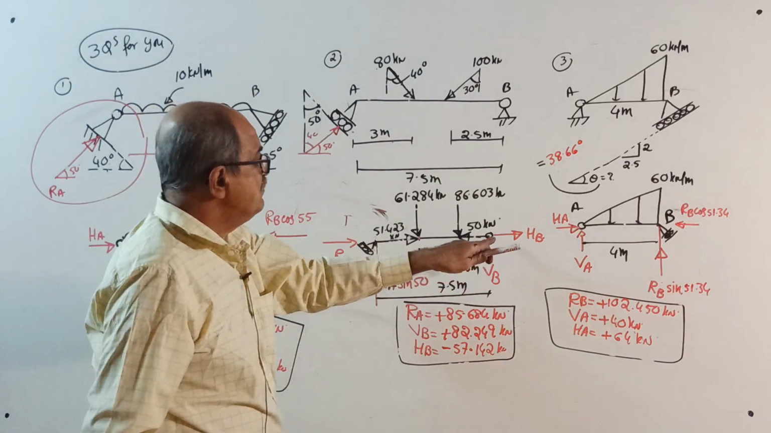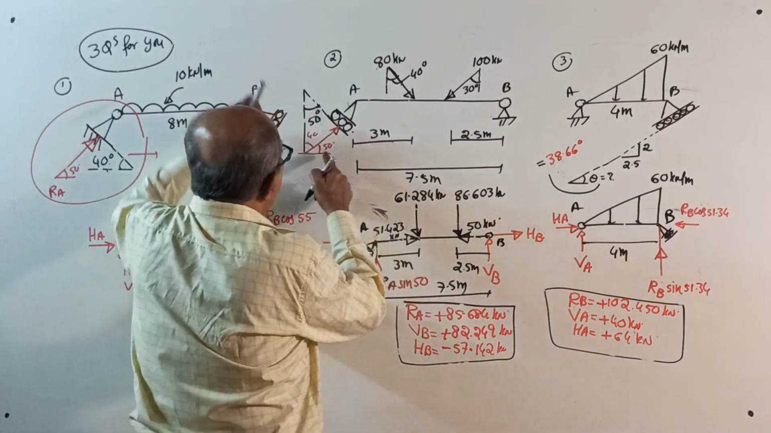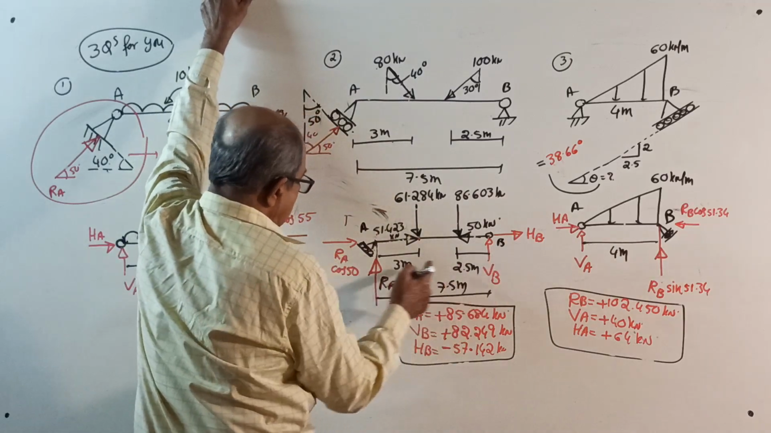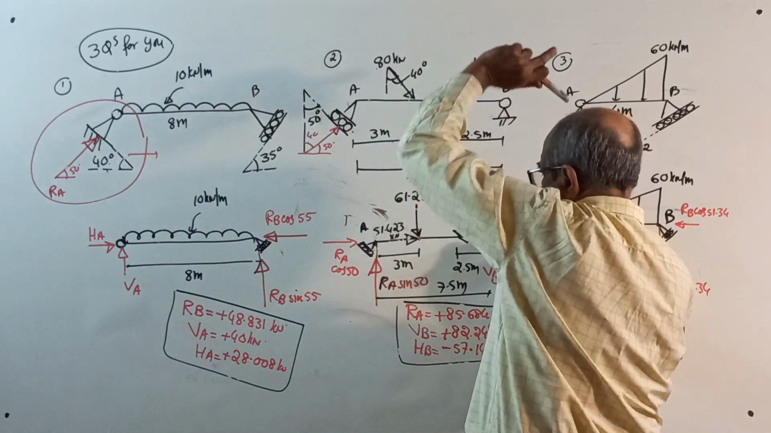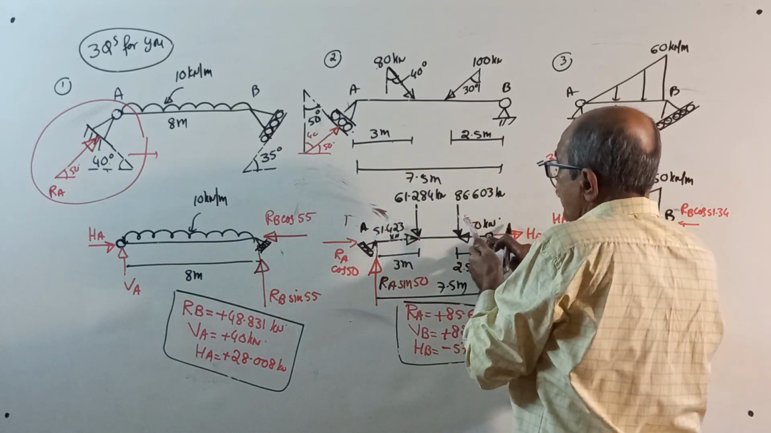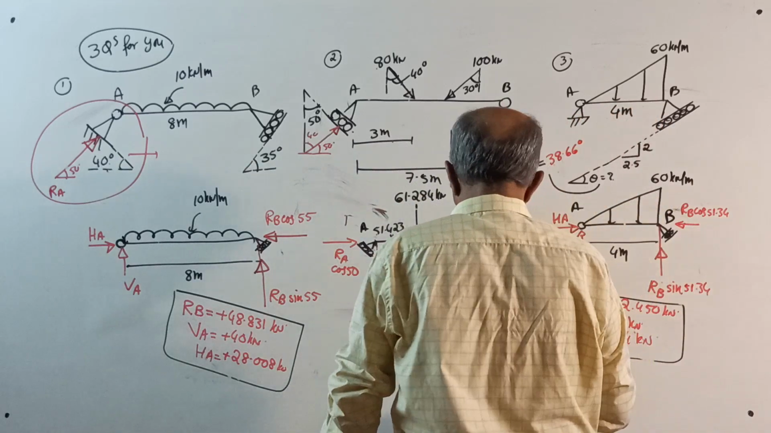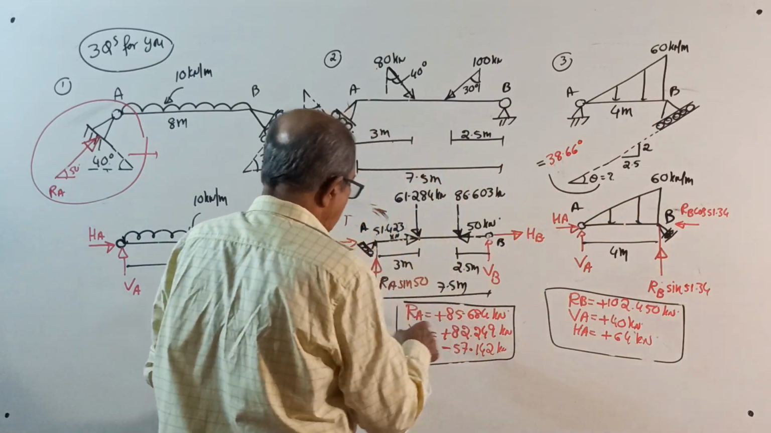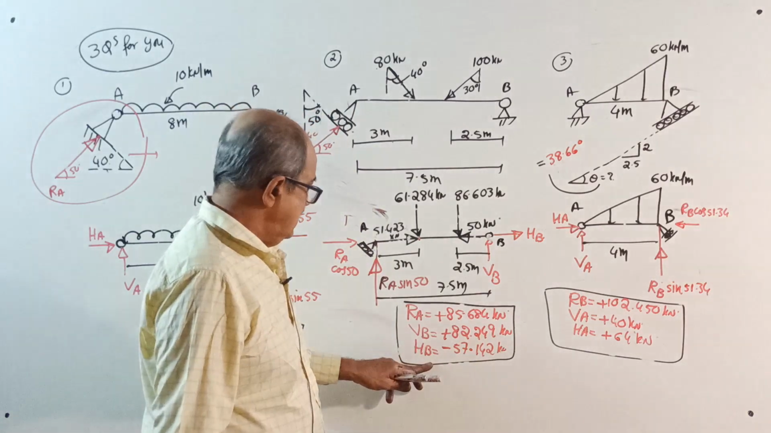This time, take moment about B. I told you, where the unknowns are more. See here, the unknowns are VB and HB. Here only RA. Take moment about B. RA sin 50 into 7.5 clockwise minus 86.603 into 2.5 minus 61.284 into 4.5 equal to 0. You get RA. I wrote the answer here. Sigma V equals 0, you get VB. Sigma H equals 0, HB, get the answer.